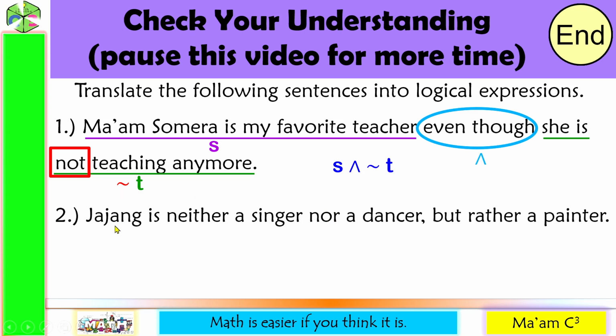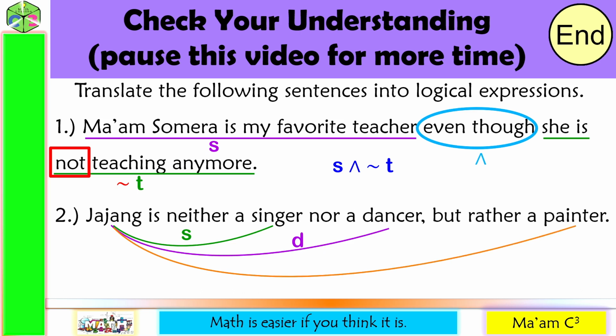Number two, Jajang is neither a singer nor a dancer, but rather a painter. So again, first thing to do is to identify the propositions. We have here one, Jajang is a singer. Let me use S for that. And then Jajang is a dancer. Let me use D for that. And then Jajang is a painter. Let me use P for that.